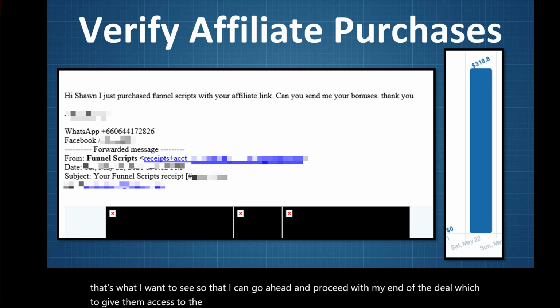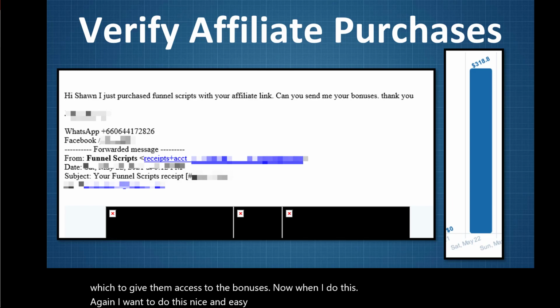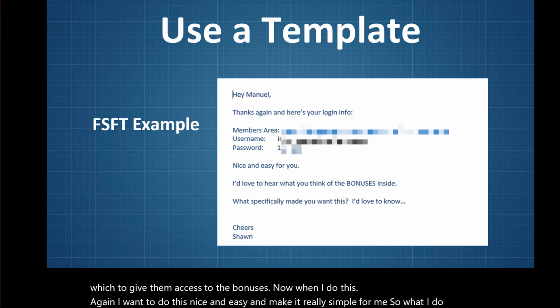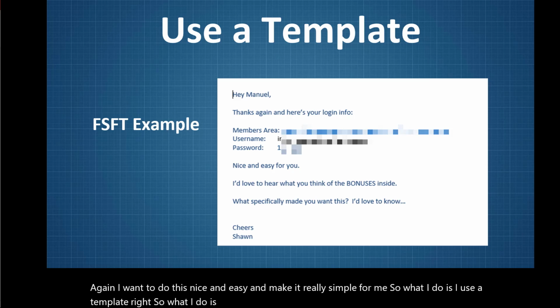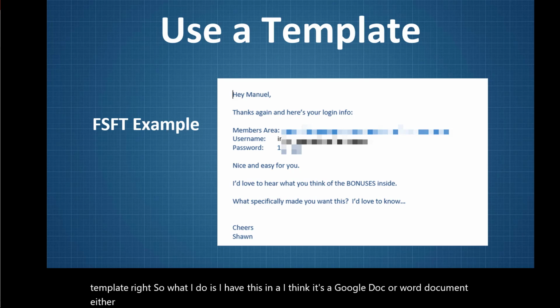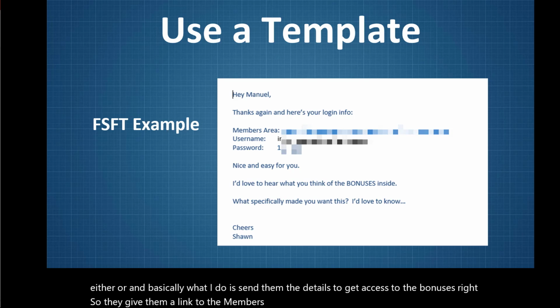Now, when I do this, again, I want to do this nice and easy and make it really simple for me. So what I do is I use a template. Right? I have this in, I think it's a Google Doc or a Word document, either or. And basically what I do is send them the details to get access to the bonuses. So I give them a link to the members area. I give them their username. I give them their password. And I tell them that it's nice and easy and it's ready to go.